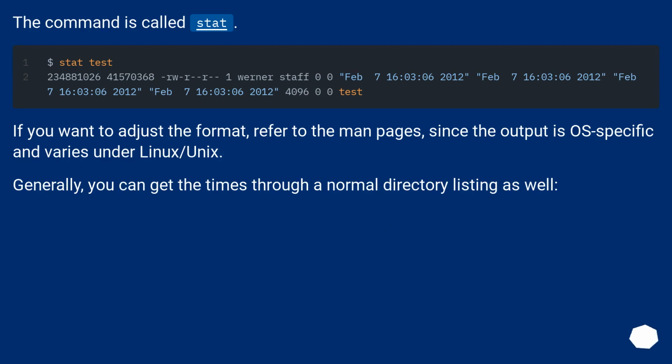The command is called stat. If you want to adjust the format, refer to the man pages, since the output is OS-specific and varies under Linux/Unix. Generally, you can get the times through a normal directory listing as well.